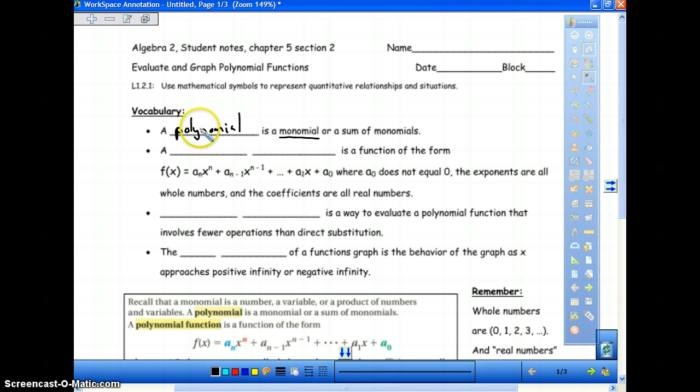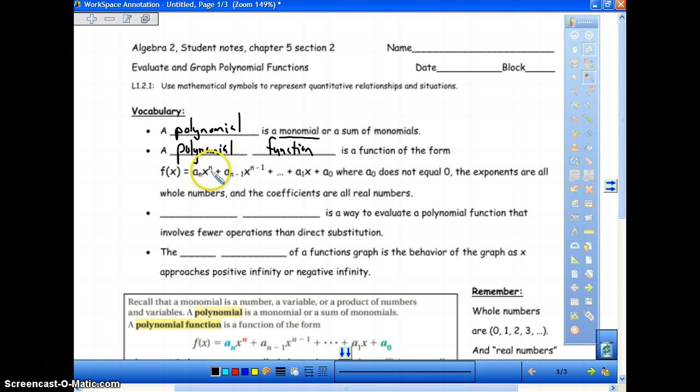Our second vocabulary term is a polynomial function, which is a function of the form listed below. It says f of x equals a sub n times x to the n power plus a sub n minus 1. And I know that this can be difficult to understand, but basically what they're saying is every term that we have is going to have a coefficient in front of it, a number. If there's no number, then it's just 1.